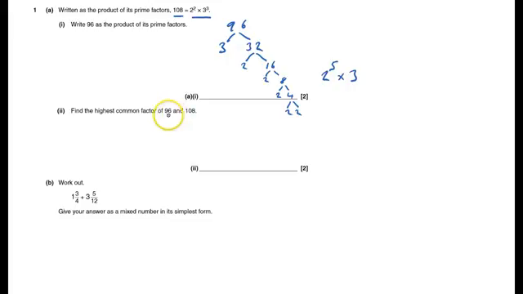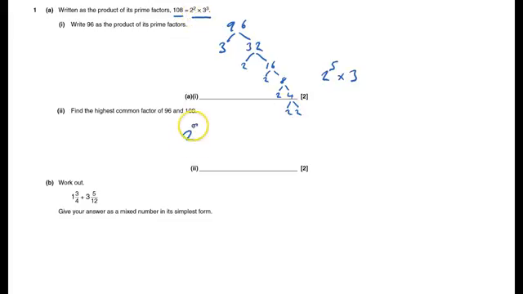But for part B, we have to find the highest common factor of these. So the biggest numbers that go into it: all the 3's, 2's go into 96. And here 2 2's go into 108, and 3 3's. So 2 2's go into 108, 2 2's also go into 96.